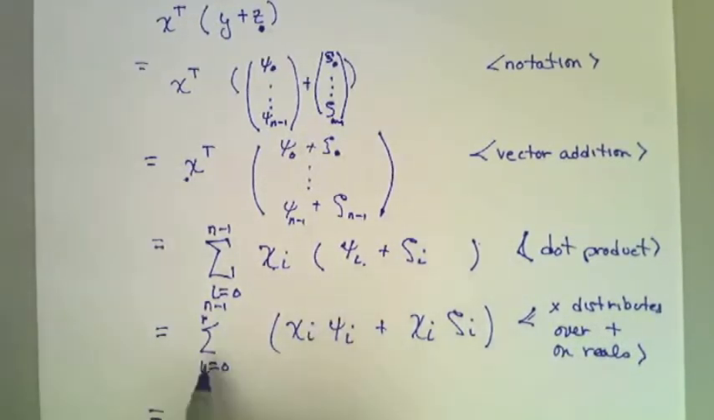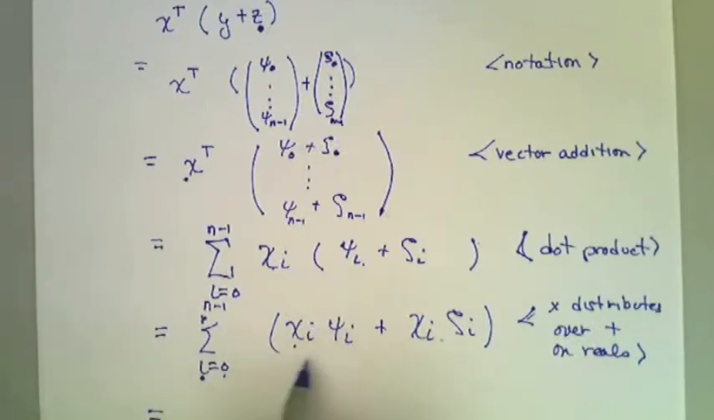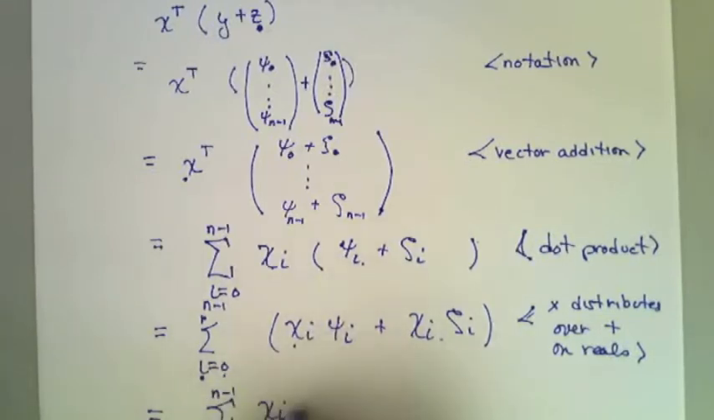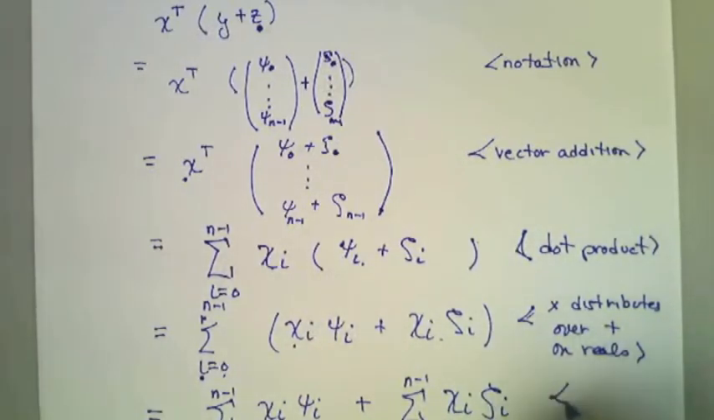But this is equivalent to, actually we know if we're summing from 0 to n minus 1, the sum of these two quantities, by commutativity of addition, we could rewrite this as the sum i from 0 to n minus 1 of the chi i's times psi i's plus the sum i equals 0 to n minus 1 of the chi i's times the zeta i's, because addition is commutative on reals.